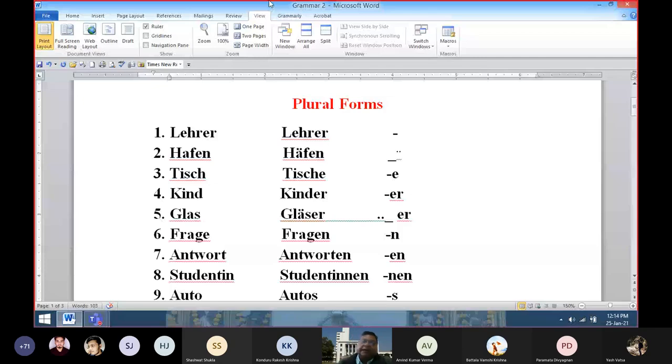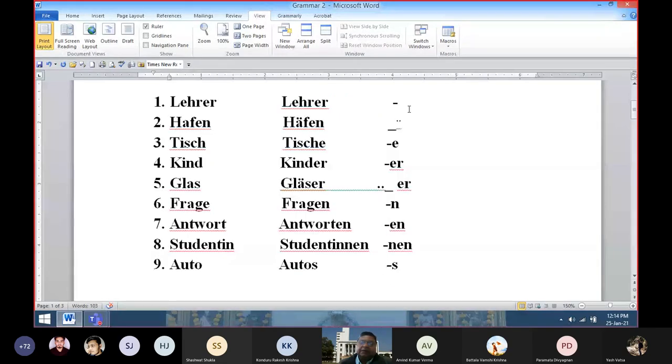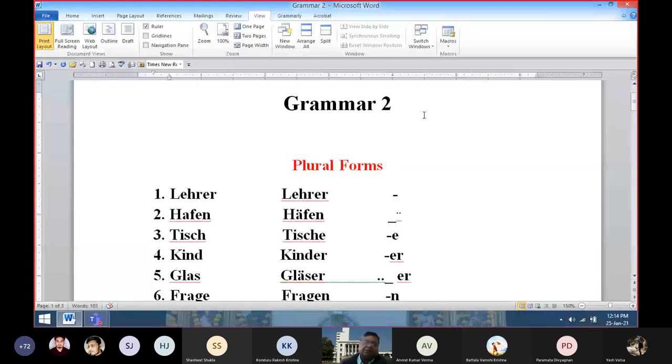But one thing is there, that all the endings will be within this limitation, meaning either umlaut, or e, or er, or umlaut and er, or n, or en, or nen, or s. So any noun which is plural will have one of these endings. So this is plural formation of nouns.